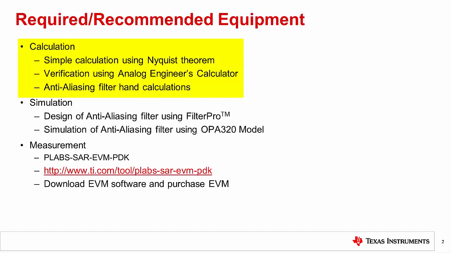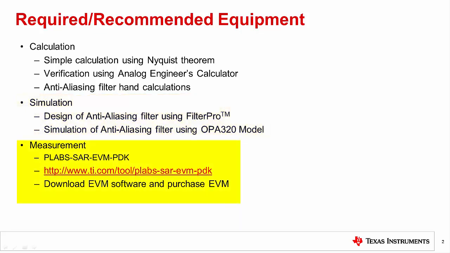For this lab, we will use the Analog Engineer's calculator and hand calculations to predict where the alias signals appear given the input frequency and the sampling rate. Next, we will confirm the effectiveness of a second-order anti-aliasing filter using hand calculations. We will then design the anti-aliasing filter using an active filter design program called FilterPro. Next, we will confirm the active filter's performance using TINASPICE. Finally, we will measure the aliasing and operation of the anti-aliasing filter.